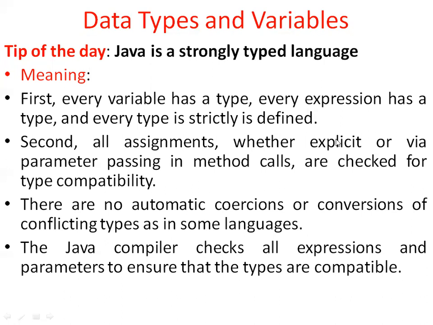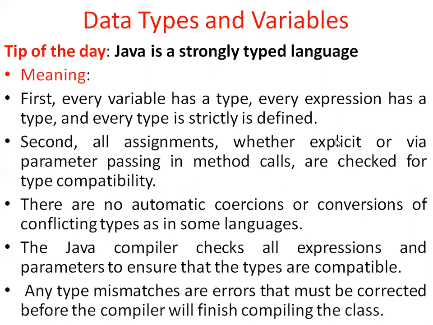Why is Java a strongly typed language? Now any type mismatches or errors must be corrected before the compiler will finish compiling the class. That means you have to go back to your program and try to assign the proper type to variables, or try to pass parameters which are compatible with each other.